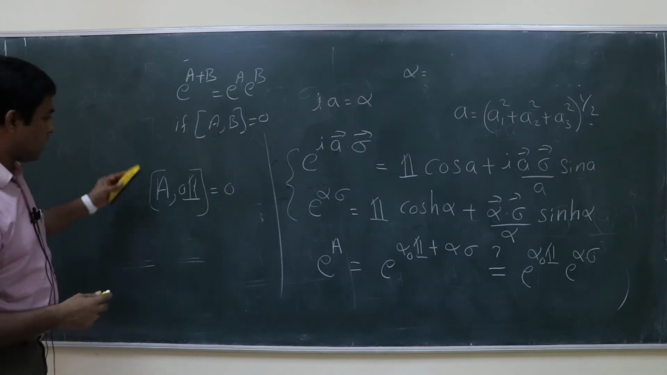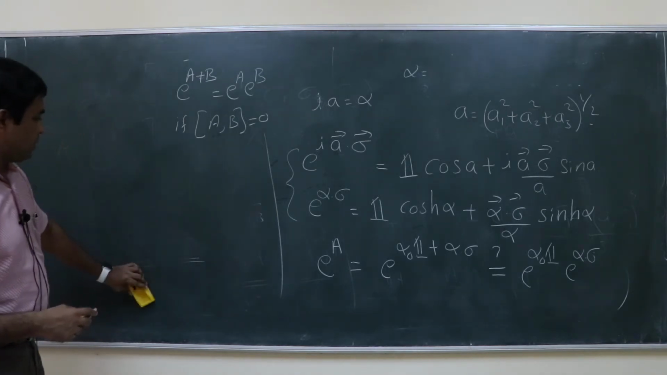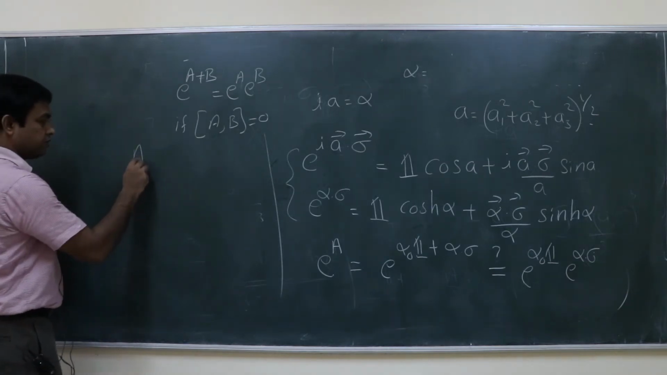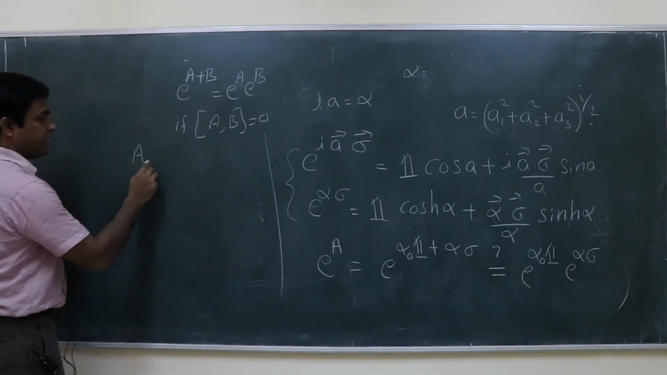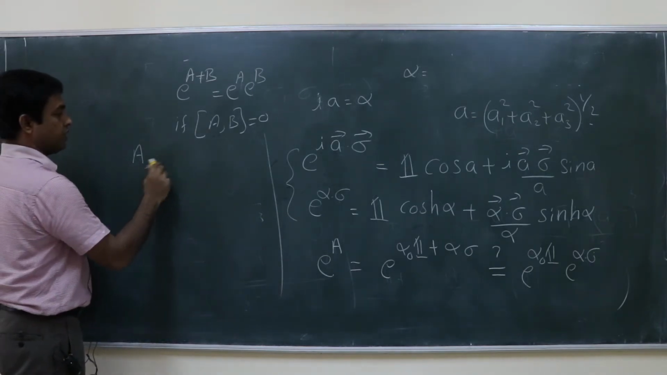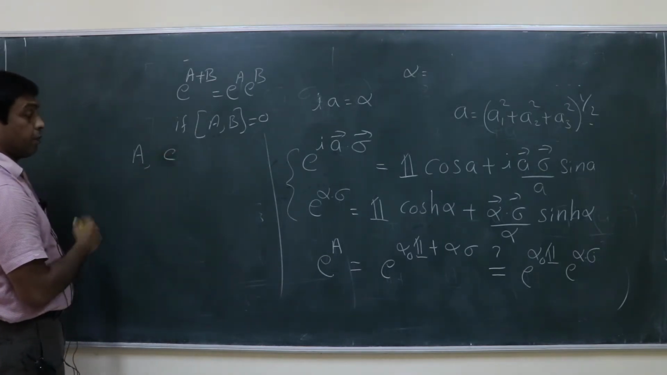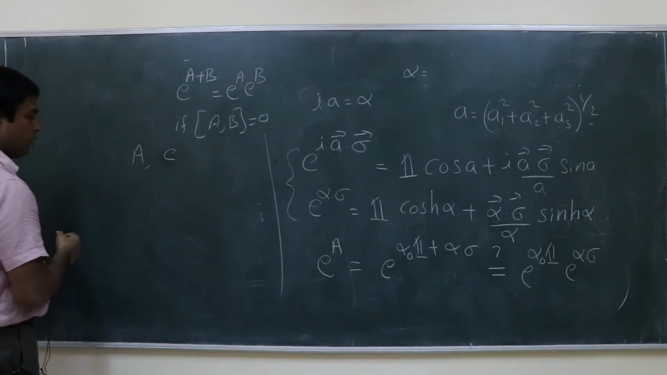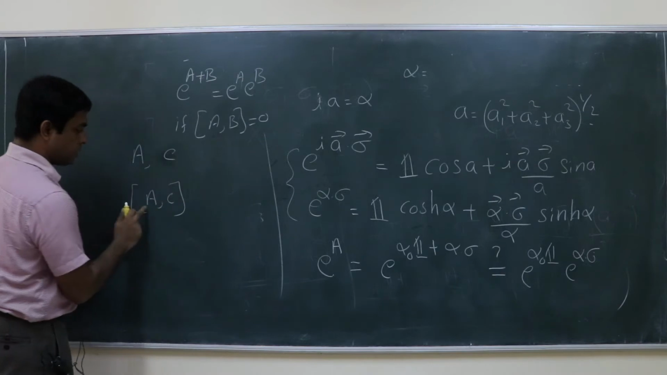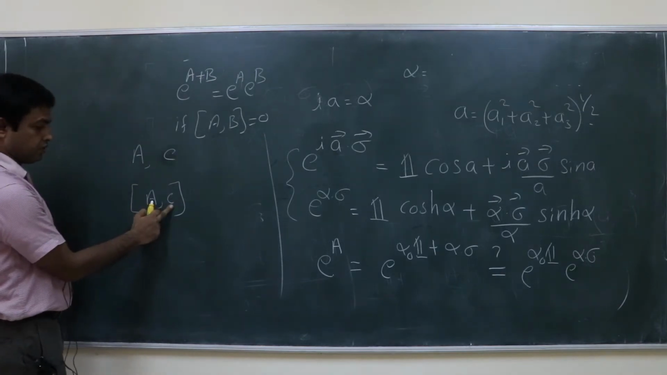So let me just ask you a few questions here. Okay, so A is a matrix and C is some constant number. Okay, what is the commutator of A with C? A is a matrix and C is a number.